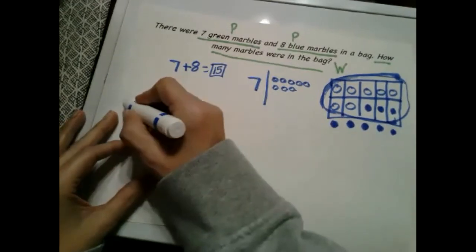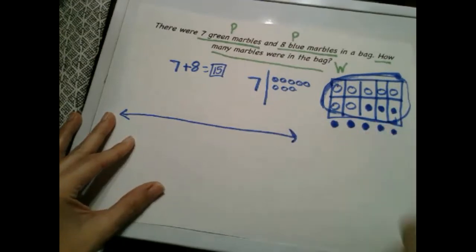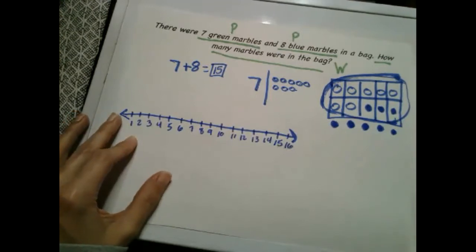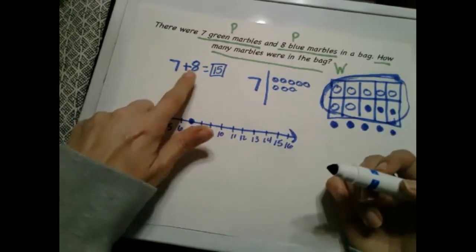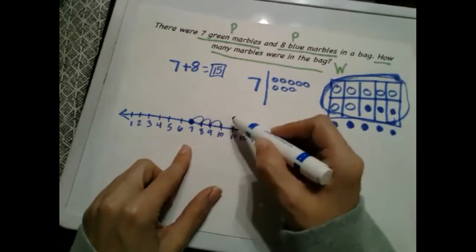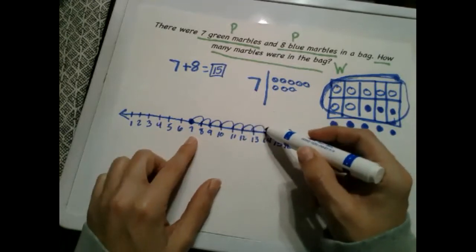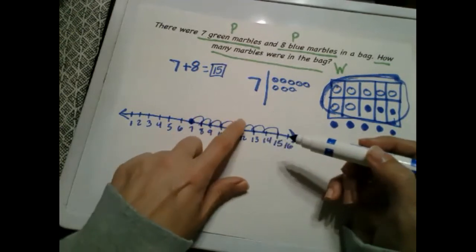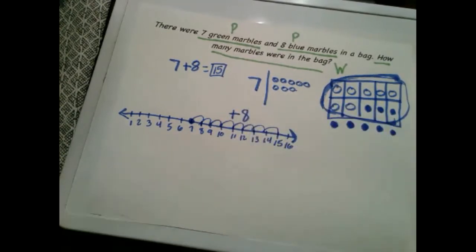Another great strategy that I noticed. Someone used a number line. You know how I love a number line. So on our number line, I would start at 7, because that's where I'm starting, and I would count on 8 more. So 7, 8, 9, 10, 11, 12, 13, 14, and I would end up at 15. 1, 2, 3, 4, 5, 6, 7, 8 tops. So I would have 8 at the top when I label.